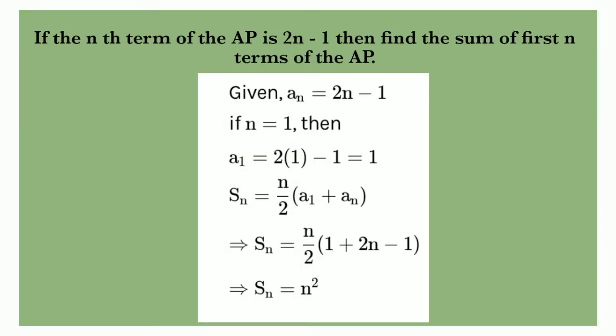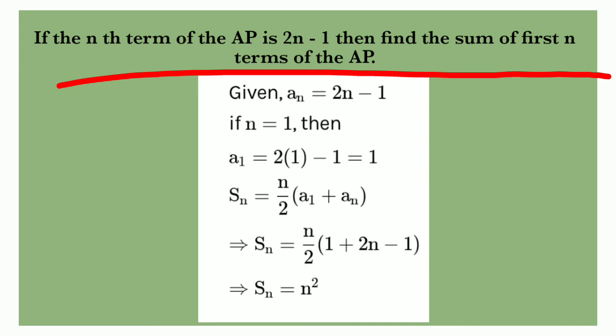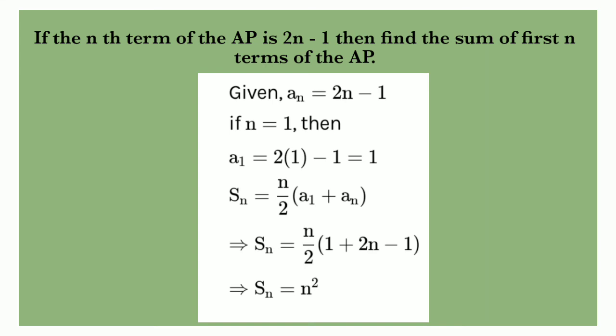Then one more problem. If the nth term of the AP is 2n minus 1, then find the sum of the first n terms of the AP. So here we have to find the sum of n terms of the AP. The nth term is given, an is equal to 2n minus 1. So if n equal to 1, what happens? Here we will get the first term of this AP. A1 is equal to 2 into 1 minus 1, that's equal to 1. So the first term is 1.